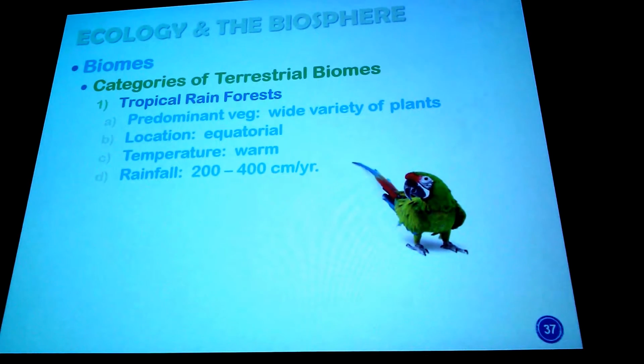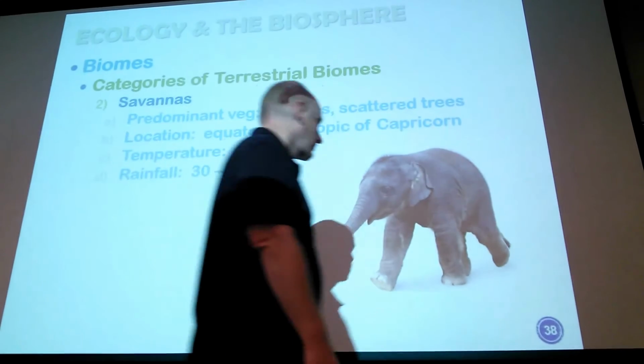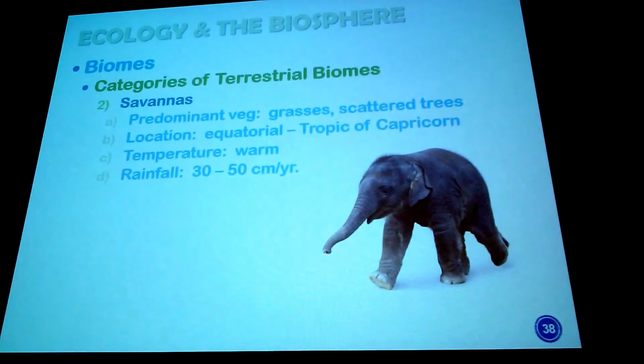So the focus here, location and rainfall, you're not going to find anything else around the equator like that with that much rain. Savannas. Predominant vegetation, grasses, scattered trees. It's like a park where you have mostly grass and then every now and then a tree will pop up. It's not like a forest, not even like a woods. It's more like just scattered trees. Location, equatorial to the Tropic of Capricorn. Temperature warm, rainfall considerably less, 30 to 50 centimeters per year.